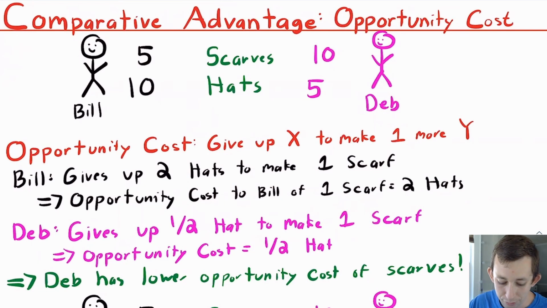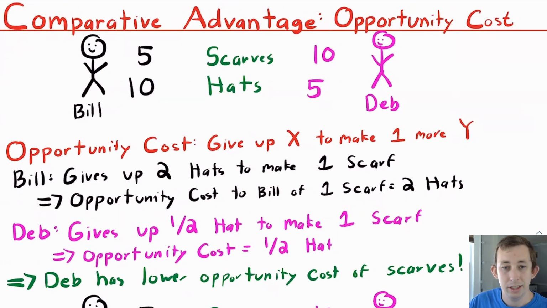So for example, if we think about Bill, go back to Bill's 10 hats and 5 scarves, notice that if Bill wants to knit another scarf, he's going to have to, on average, make 2 less hats, because that's how he gets from 10 to 5. But if he wants to make an extra hat, he only has to give up half a scarf to do that. Whereas Deb's the opposite. If Deb wants to make another scarf, she only needs to give up half a hat. But if she wants to make another hat, she's going to have to give up 2 scarves.